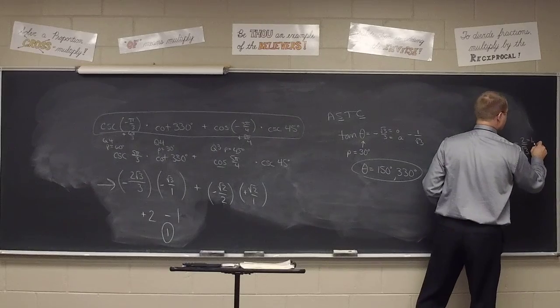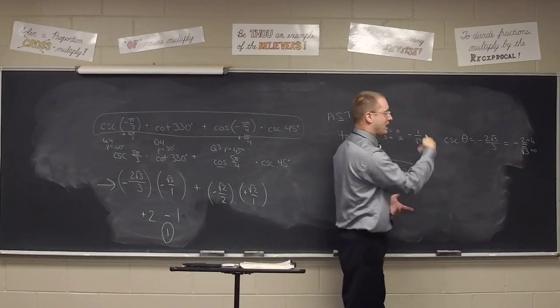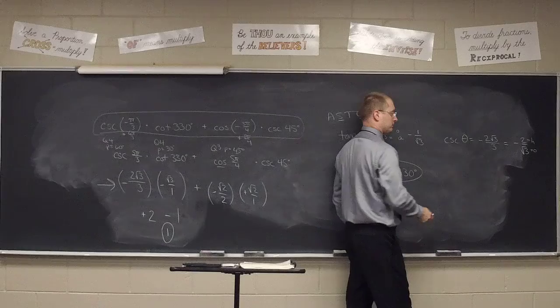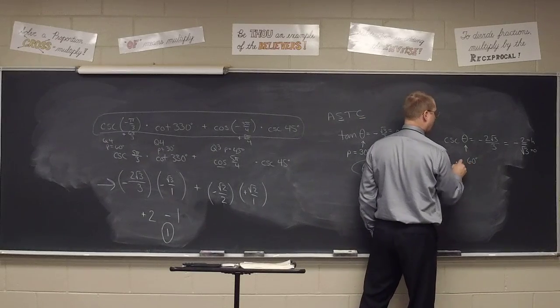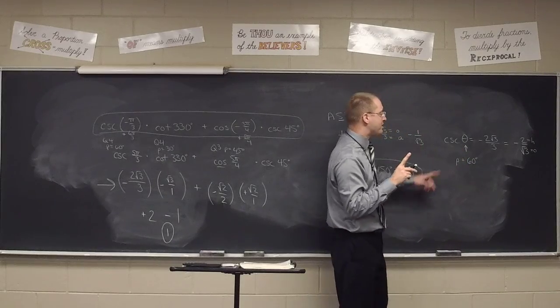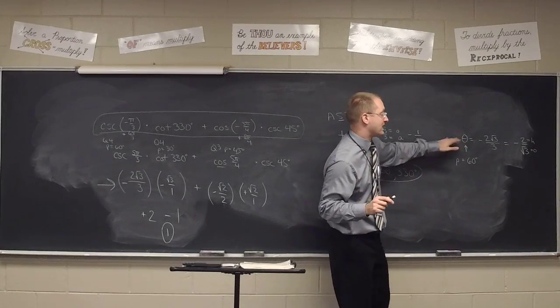Hypotenuse over opposite. So, when is the hypotenuse 2 and the opposite square root of 3? For what angle? A 60 degree angle. That's my reference angle. That may not be theta. In fact, I know it's not theta because cosecant is negative.